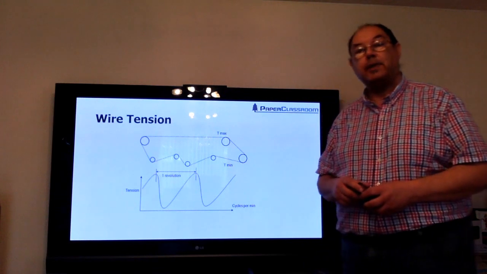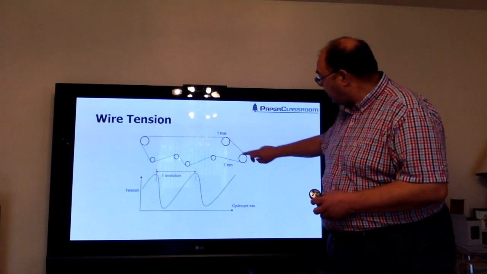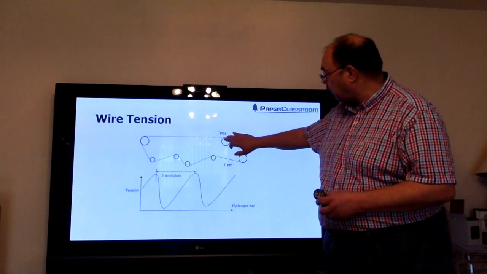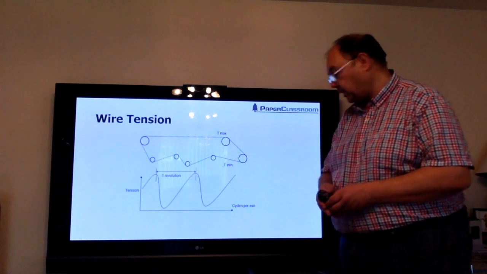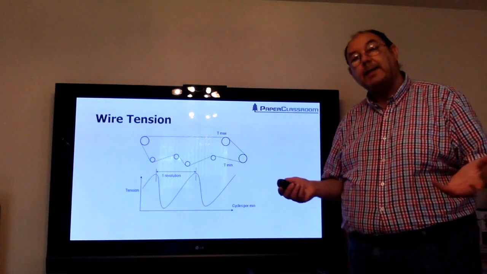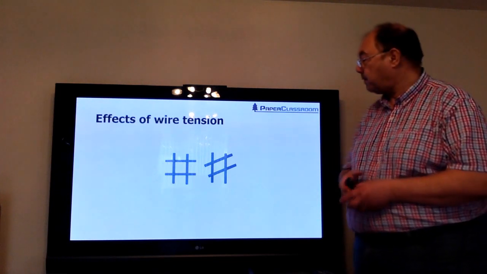where the wire tension is at its greatest. And it is at its greatest anywhere between these two rolls, between the couch roll and the drive roll. That's where the maximum tension is. And why is tension so important? This is why tension is so important.